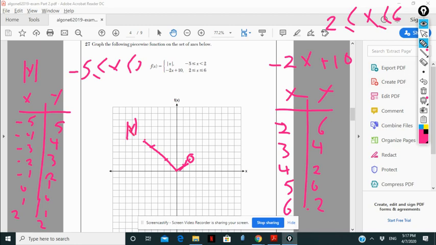Now I'm going to the other one. 2 and 6, 3 and 4, 4 and 2, 5 and 0, 6 and -2. And I connect all the line, and that's -2x plus 10. So the trick here is that this point should be hollow because it's not part of the domain for absolute value of x.